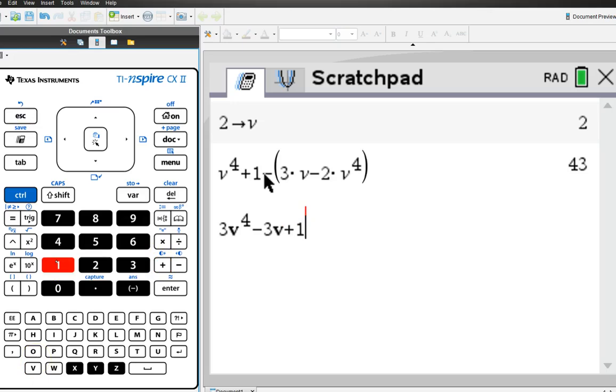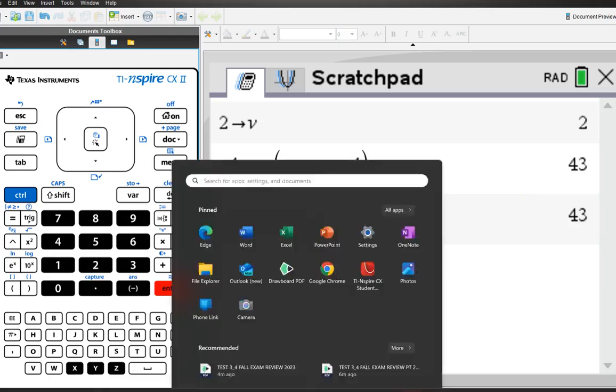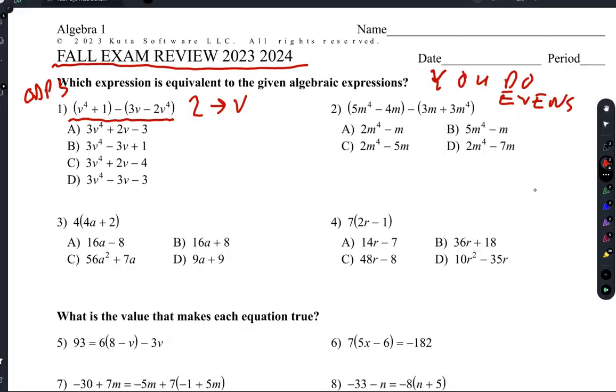I just picked B, okay? So I'm going to hit enter, and notice it's 43. So the right answer to this problem is B. This was equal to 43, and letter B was equal to 43. This is the one that's going to work.